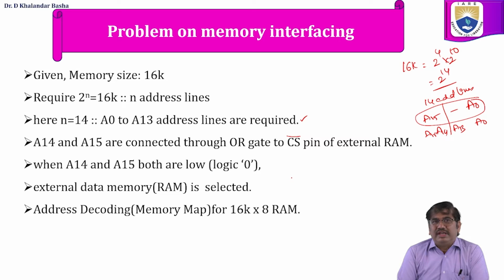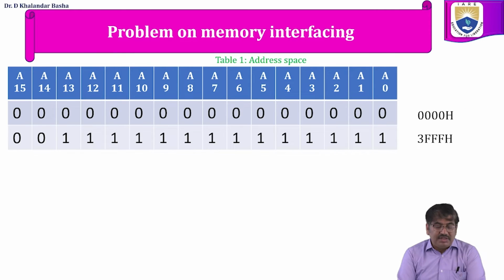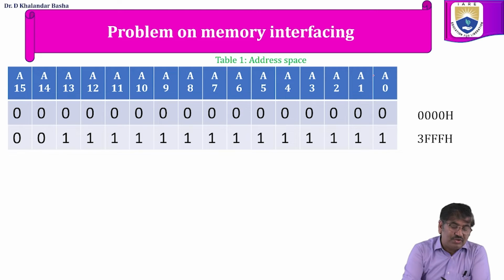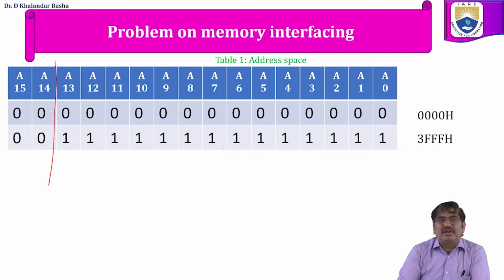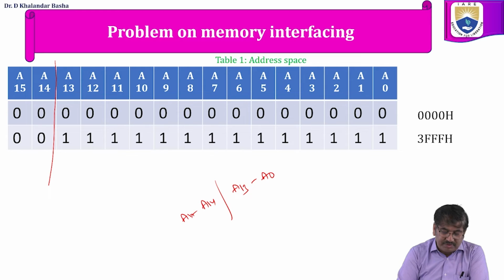So the address decoding map for 16K by 8 RAM we will see. In the address mapping, out of the 16 address lines A0 to A15, only A0 to A13 are required. In each and every memory location, we pass the minimum value as 0, and the maximum address will be generated by passing each and every bit equal to 1. A14 and A15 are used for decoding purposes. This is for addressing.